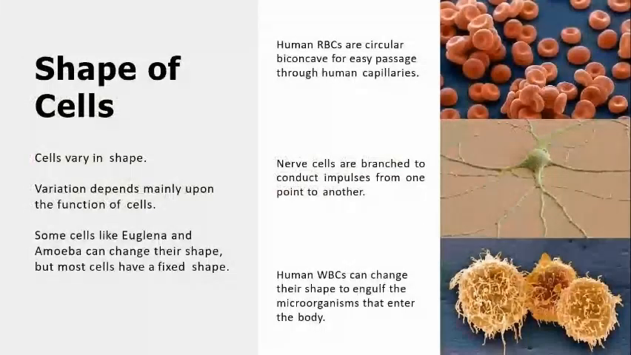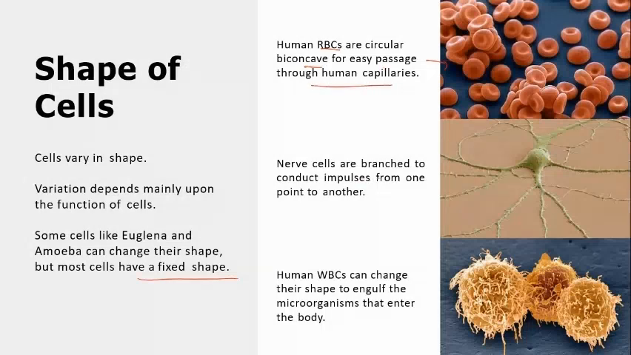So cells also vary in shape. Now, variation depends mainly upon the function of cells. Some cells, like euglena and amoeba, can change their shape, but most cells have a fixed shape. Human red blood cells, an example we have here, are circular and biconcave for easy passage through human capillaries.